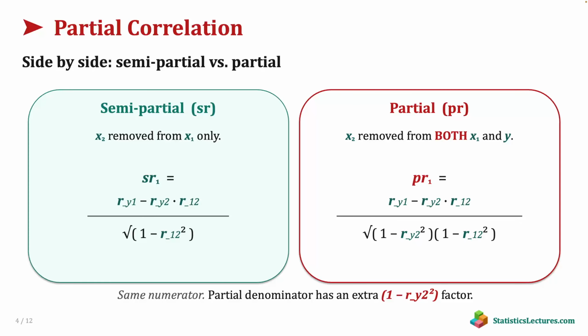Here are the two formulas side by side. On the left side is the semi-partial. We subtract the shared piece in the numerator, and the denominator has a single 1 minus r12 squared factor. On the right is the partial. Notice the numerator is exactly the same. The only difference is in the denominator. The partial has an extra 1 minus ry2 squared factor. That extra factor is always less than or equal to 1, so dividing by its square root makes the fraction bigger. That's the whole story of why partial is usually bigger than semi-partial. You have the same thing on the top and a smaller thing in the denominator.